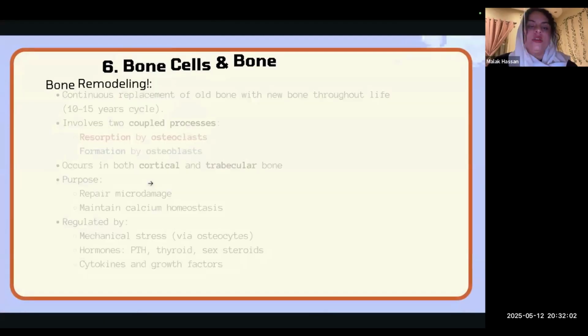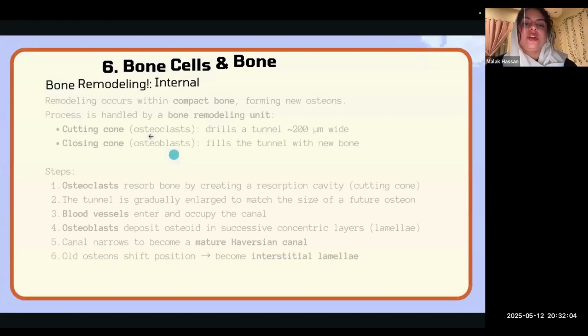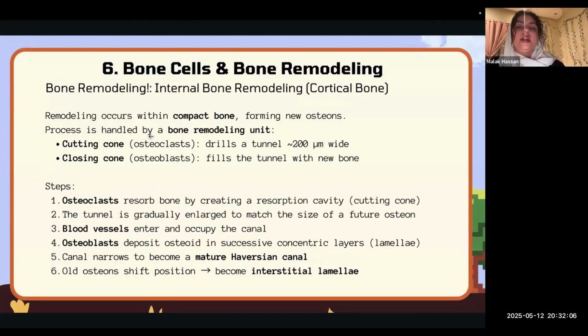Okay, apologies. So remodeling will occur within compact bone and it'll form new osteons. How does it happen? It happens by something called a bone remodeling unit, where you have two cones: a cutting cone and a closing cone. Something goes in and chews the bone, and then something comes after and closes whatever is being chewed up.